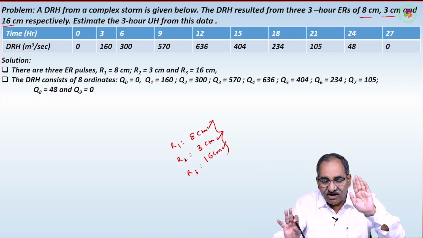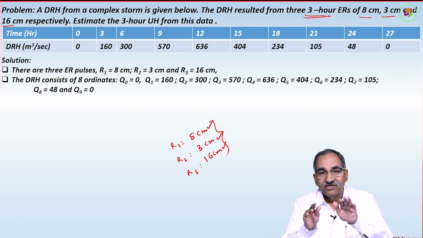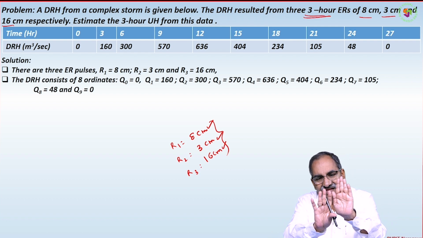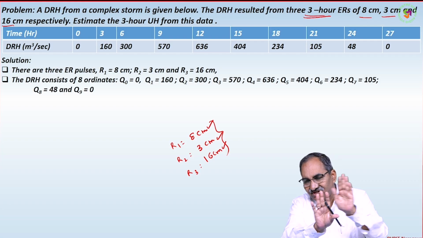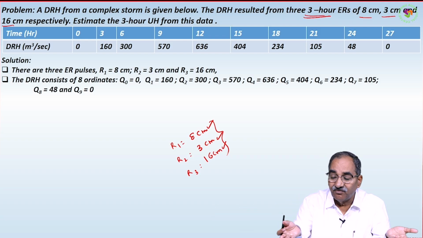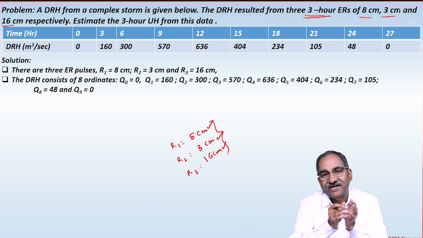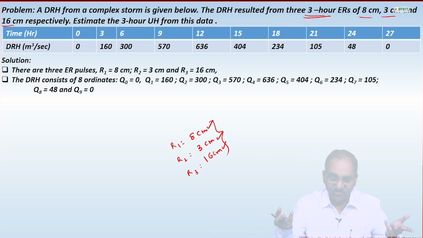But while arranging, how should I arrange? Each one is how much? 3 hours. So I should arrange the first one straight, the second one after 3 hours, the third one after 3 hours again. Now sum it up and equate it to the direct runoff hydrograph ordinates. The base flow he did not give. Whatever direct runoff hydrograph ordinate is there, equate it and get the solution.